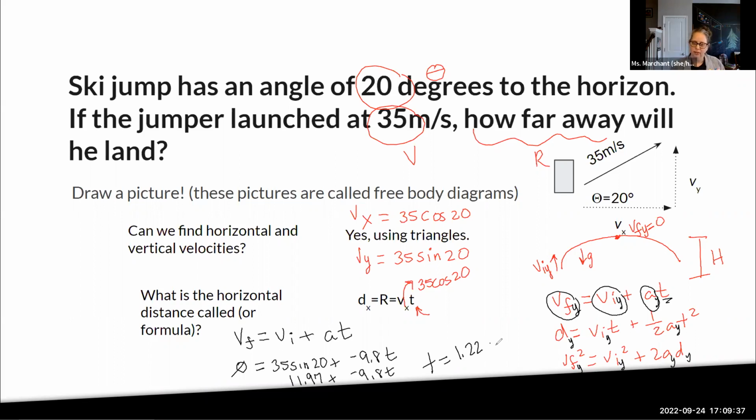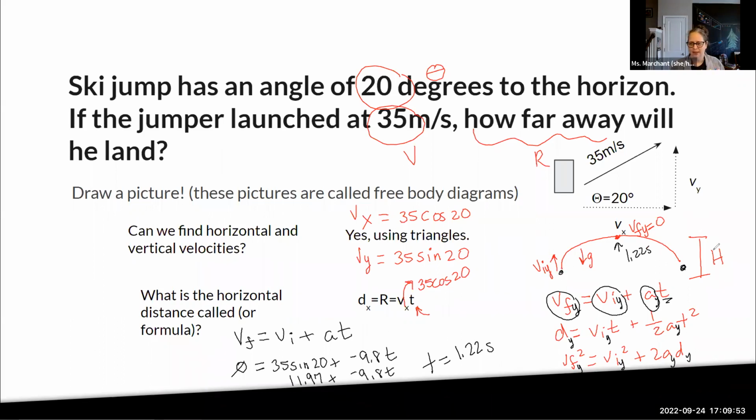Here's the trick. This is the time right here, 1.22 seconds. Is this for my full range? Remember, I wanted my full range. That's going from here to here.